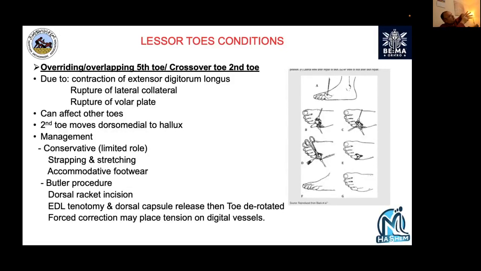So if this toe is extended and finds the space to go in varus, the line of pull of the extensor digitorum will be extending and varus. That's why with contraction of the extensor digitorum, you always find this toe is overlapping the fourth or crossing over.